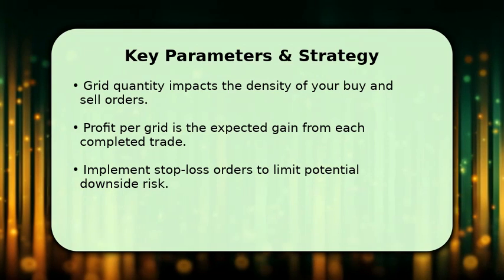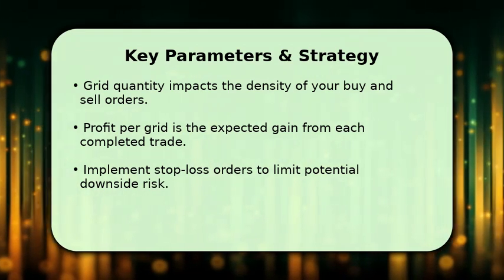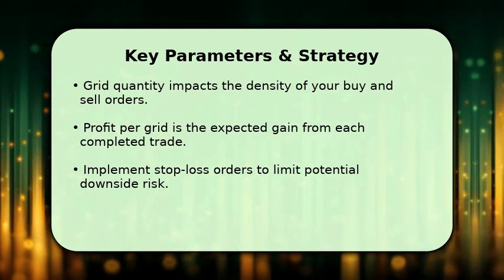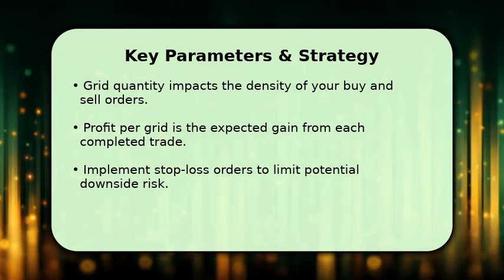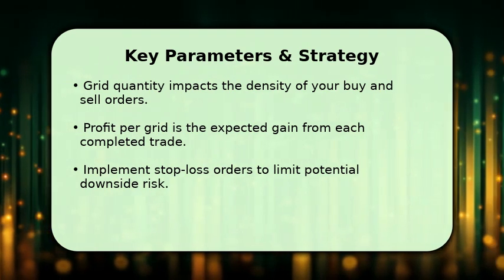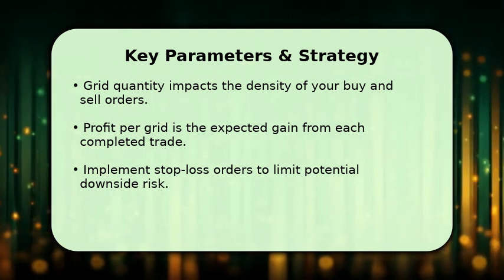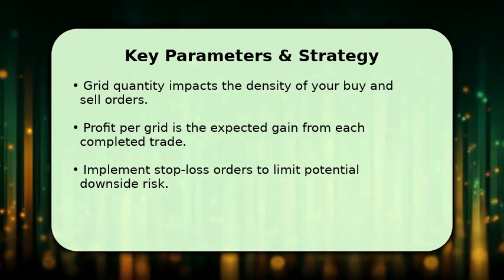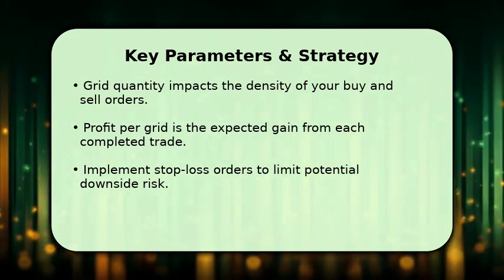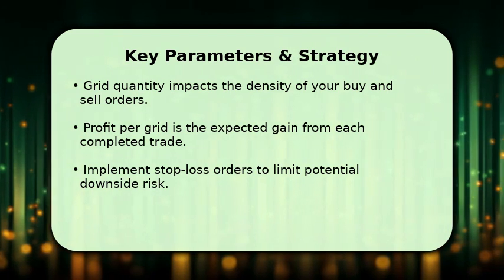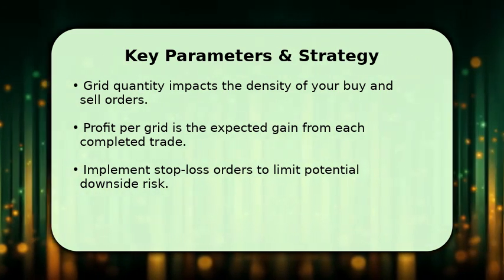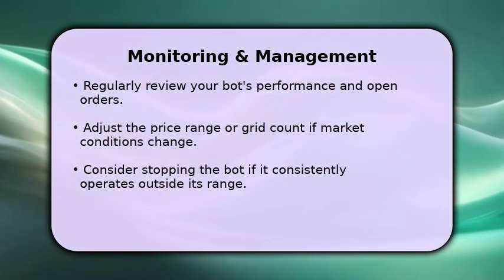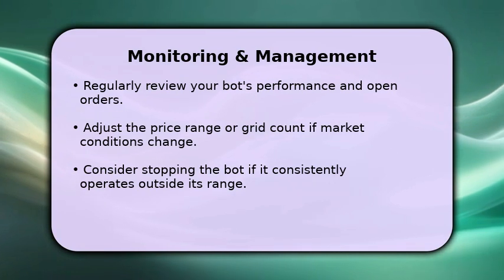Understanding key parameters is crucial for an effective strategy. The number of grids directly influences your profit per grid. For instance, 20 grids might yield a 1% profit per trade. Always set a stop-loss order to protect your capital if the market moves unexpectedly against your position. Conversely, a take-profit order can automatically close the bot once a certain profit target, perhaps 10%, is reached, securing your earnings. Effective management is key to long-term success with grid bots.